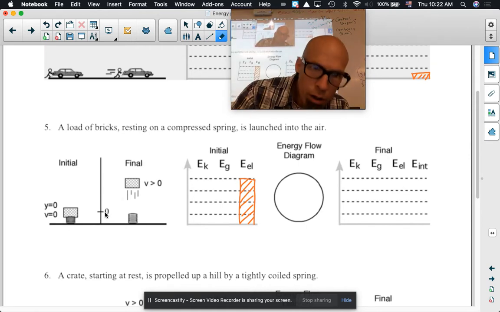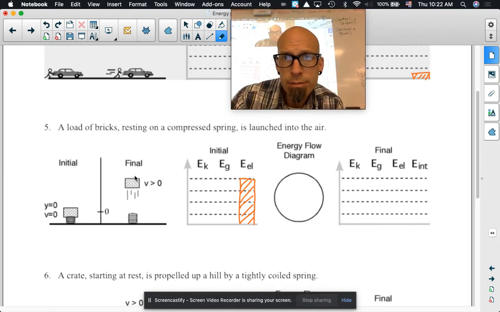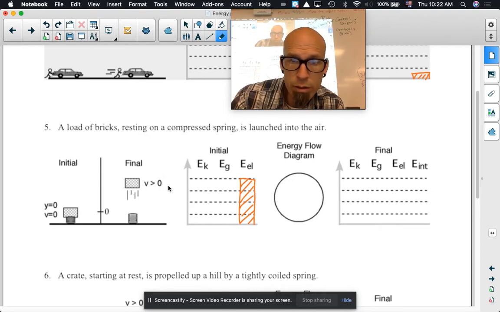Now in the final, notice it also says 0 there. So that's like 0 height. So here, by the time it's up here, do we see movement? Yes, there's movement. So we have a velocity that's greater than 0. So we have EK. Do we have height?